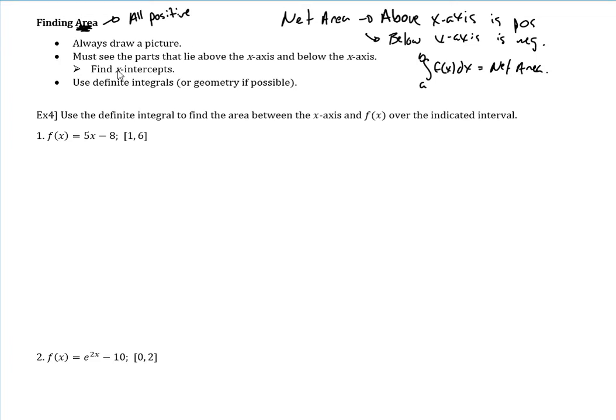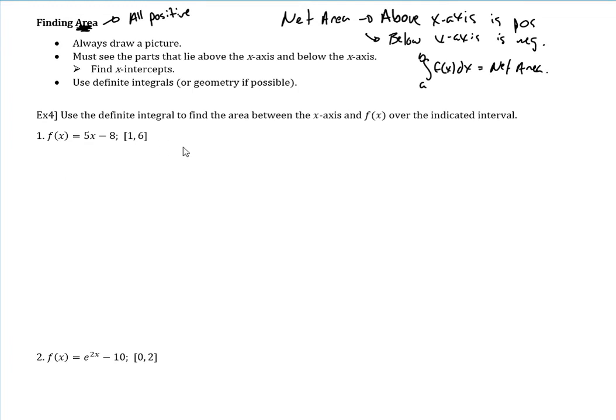We'll always get a picture, which we could do in a graphing calculator, or if we're fine with plotting it, we could do that too. But we must see the parts that lie above the x-axis and below the x-axis, and often it's necessary to find those x-intercepts. From here, we'll use definite integrals or geometry, like if it's triangles, trapezoids, or circles, we could use those formulas too. But let's take a look at these scenarios.